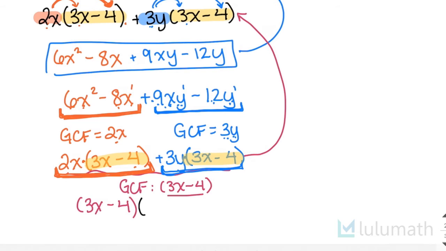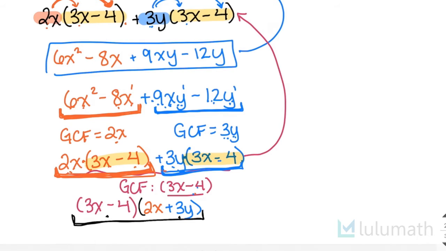When I factor it out of my first term, the 3x minus 4 and the 3x minus 4 cancel, and I have a 2x left over. And then when I factor it out of this term here, the 3x minus 4 and the 3x minus 4 also cancel out, and I have a 3y left over. So if you notice, this is exactly the same thing as what we had originally, except the 3x minus 4 is first and the 2x plus 3y is second.